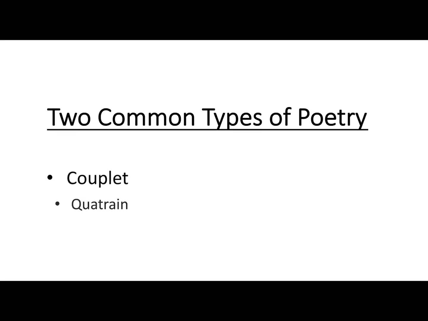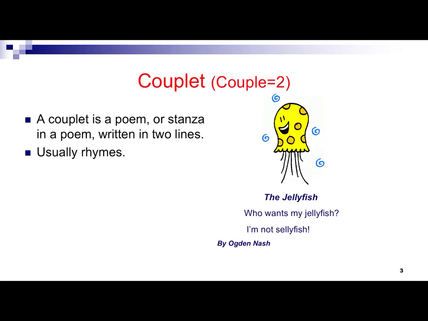The first is a couplet, and the second is a quatrain. You may or may not be familiar with these terms, but a couplet, if you look at the word, the first part almost looks like couple. We know that a couple is two. A couple of people is two people. So a couplet is a poem or stanza in a poem that is written in two lines, and it usually rhymes. There's an example here called The Jellyfish.